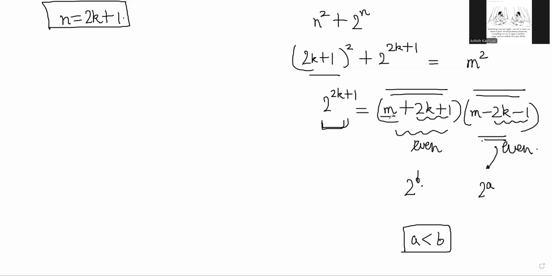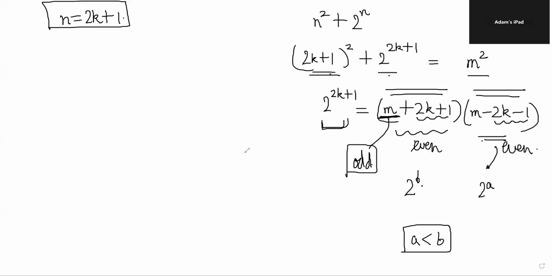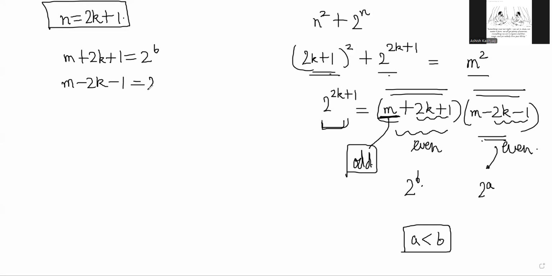And if both are even, that means M itself is an odd number, right? Which makes sense, which was true initially also because we said that N was odd. Odd plus even is odd only. Okay, so far we have M plus 2k plus 1 is 2 power B and M minus 2k minus 1 is 2 power A.